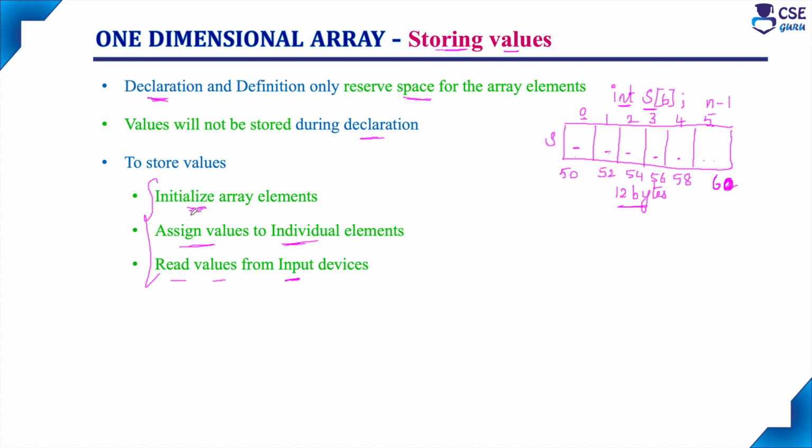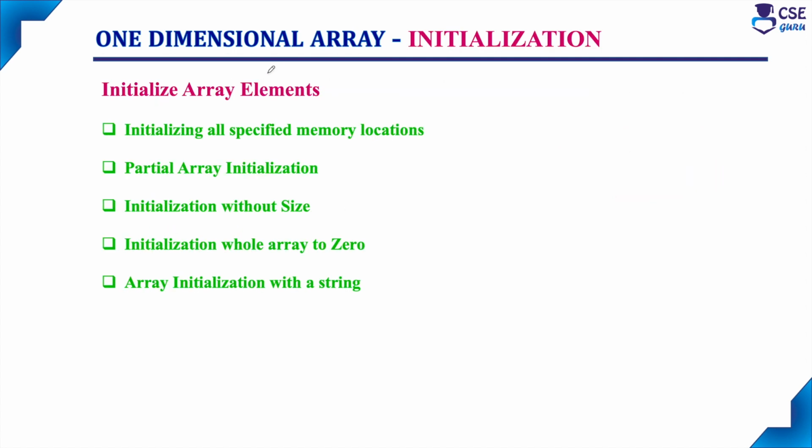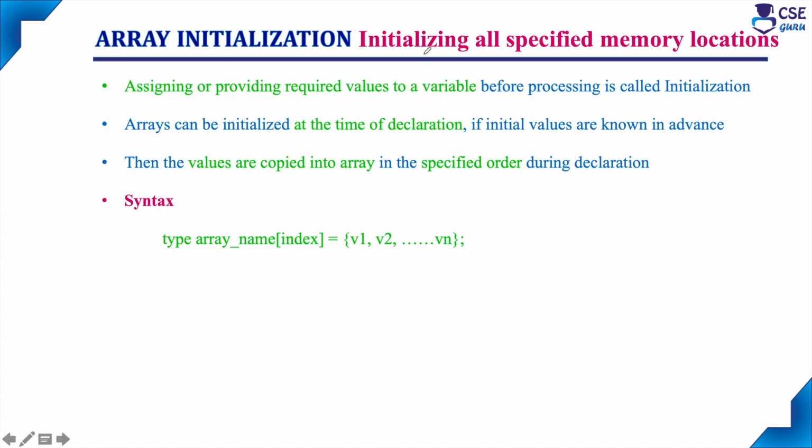Okay. So first we will discuss the first method. So in array initialization, first method is initializing array elements. There are 5 ways to initialize the array elements. First is initializing all specified memory location. Next, partial array initialization, initialization without size, and initializing whole array to 0, array initialization with a string. So all these 5 methods we will discuss under initializing array elements. First is initializing all specified memory location.